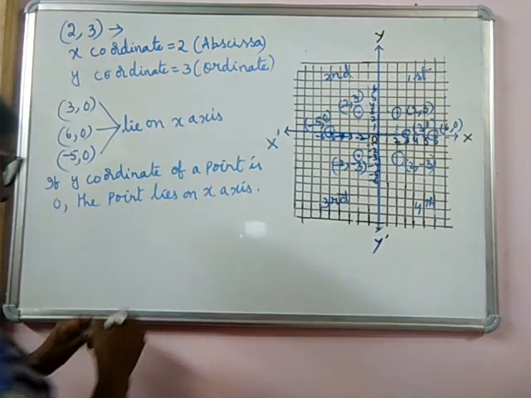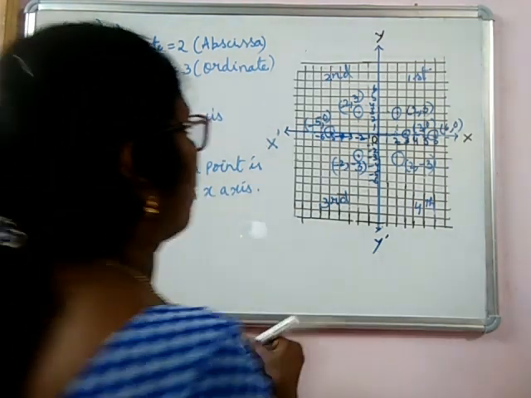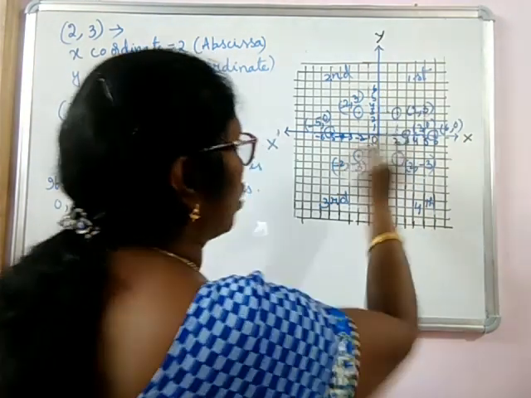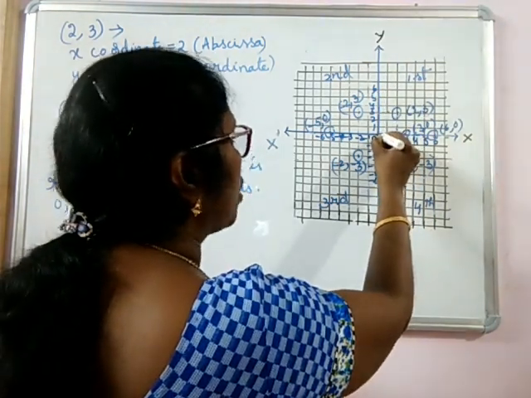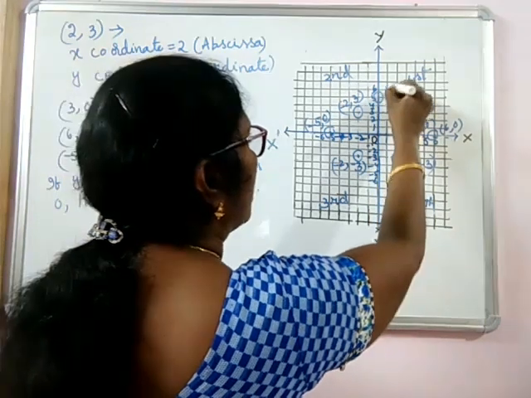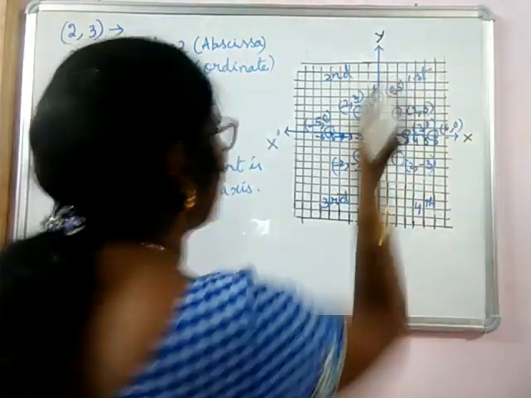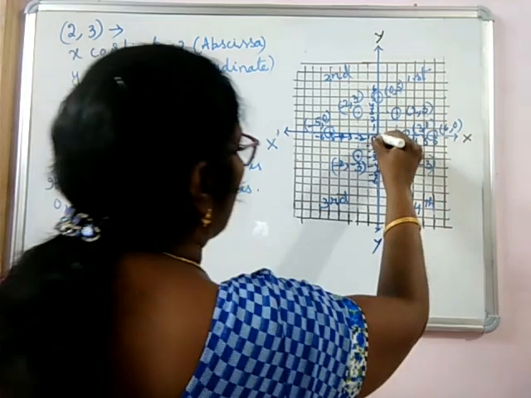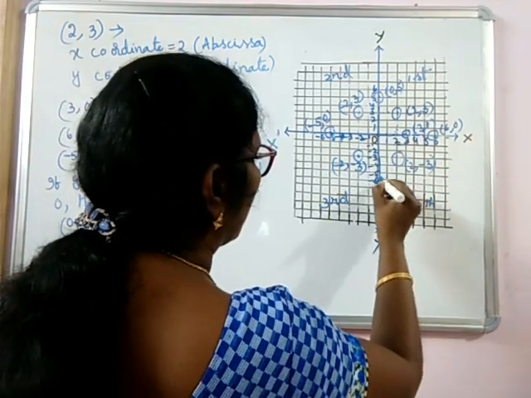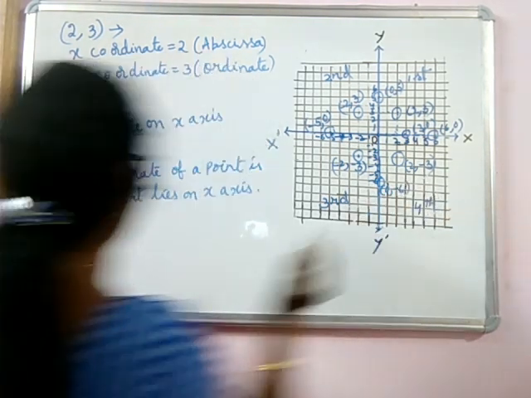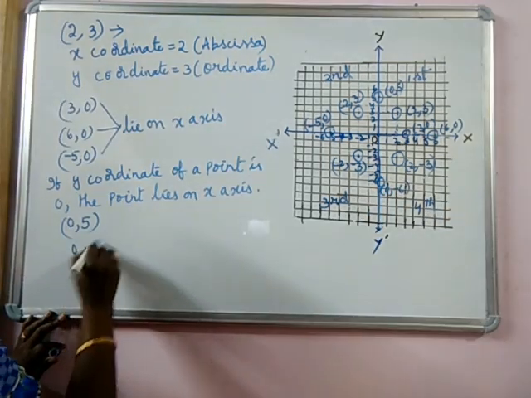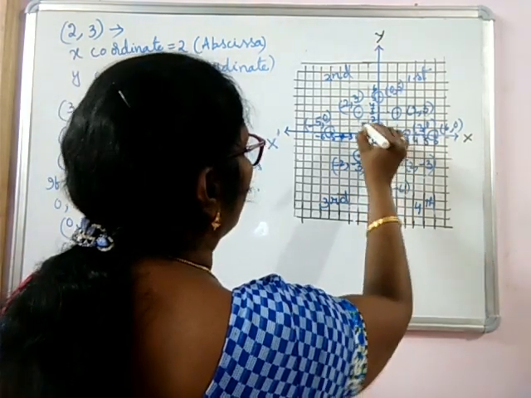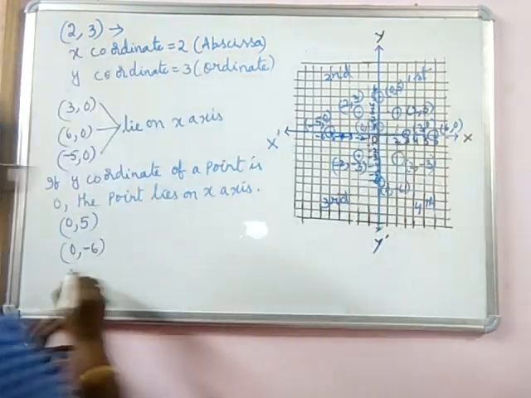Same way, let me plot some more. (0, 5). X coordinate 0, y coordinate 5. This is (0, 5). And (0, -6). This is the point (0, -6). And (0, 1). This is (0, 1).